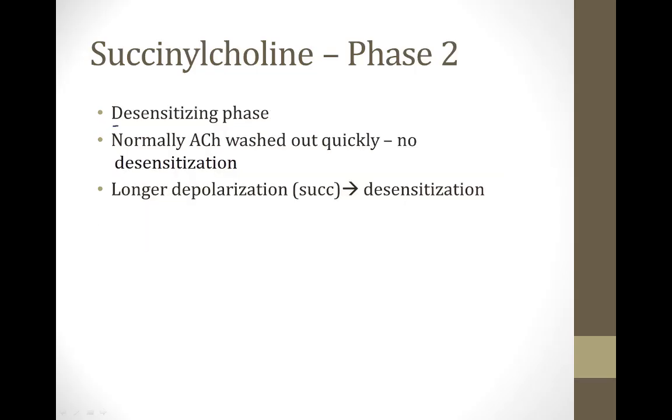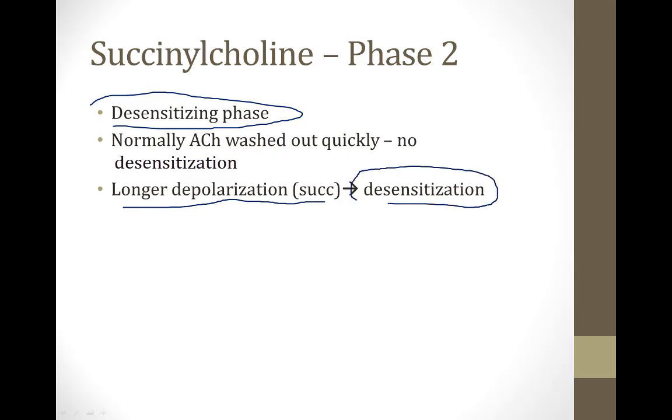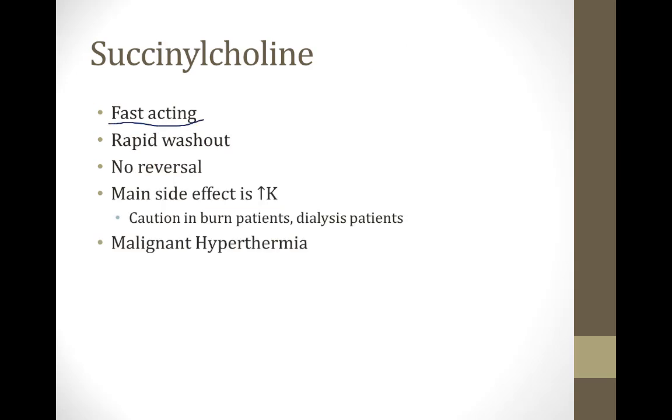Now, phase 2 is called the desensitizing phase. Normally, acetylcholine washes out quickly and there's no desensitization, but the longer depolarization by succinylcholine desensitizes the muscle tissue. So even after the succinylcholine moves out of the way in this phase and the receptor is available, the muscle is not going to contract. It's become desensitized, and this is phase 2 of succinylcholine block. So you want to keep this simple for yourself. Just remember that phase 1 is the depolarizing phase when succinylcholine is depolarizing the muscle, and in phase 2, succinylcholine has moved out of the way, but the muscle is desensitized. Succinylcholine is very fast acting.